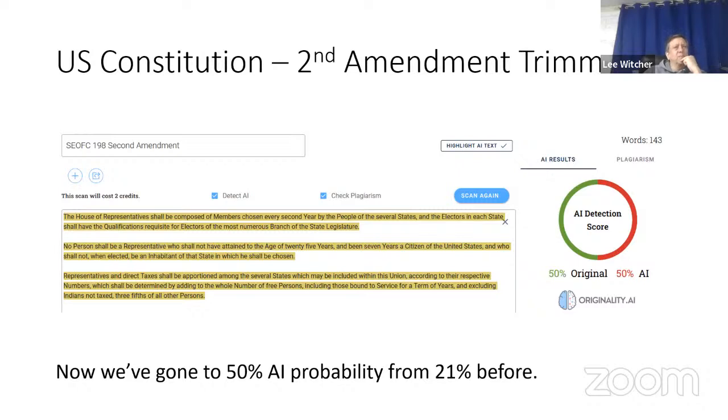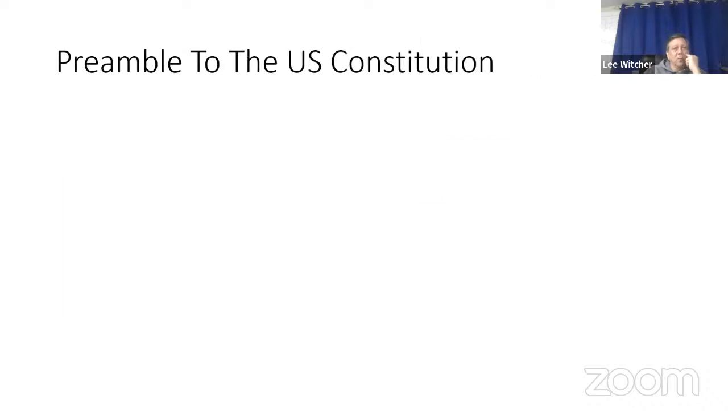I was playing with different particular ones, and here I'm going to give you an interesting example. The next one, the preamble to the Constitution.